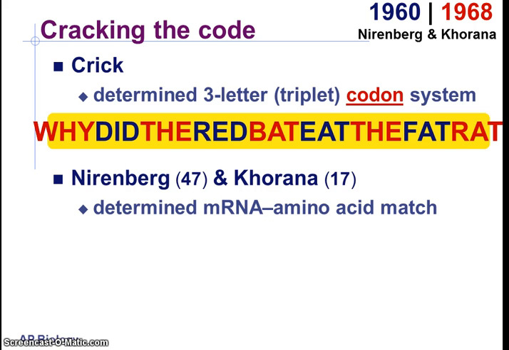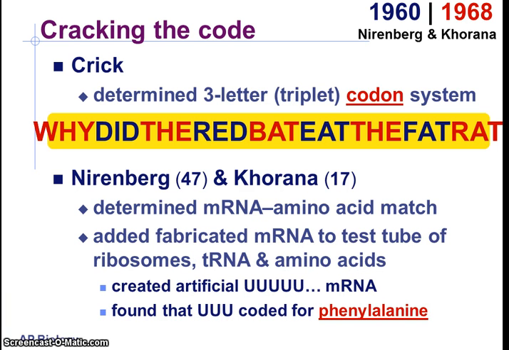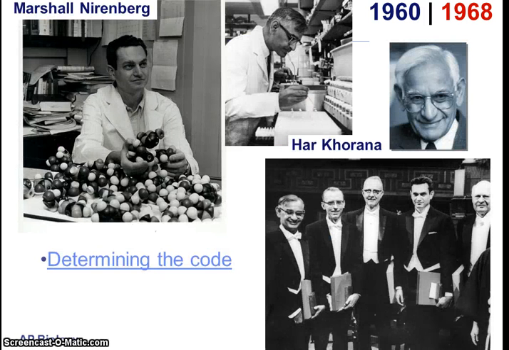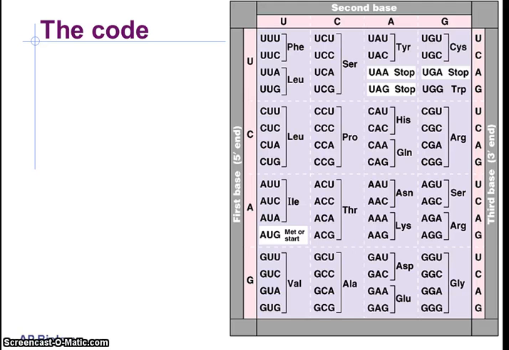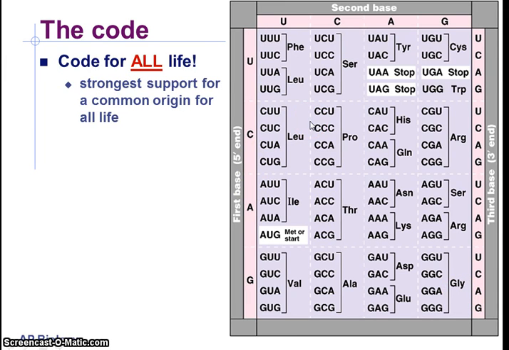Nirenberg and Khorana determined that the mRNA codons match amino acids. They added mRNA to a test tube of ribosomes, tRNA, and amino acids, created artificial UUU in mRNA, and found that it coded for phenylalanine. From that, they figured out the genetic code. It's the code for all life, and shows common origin because everything uses this.